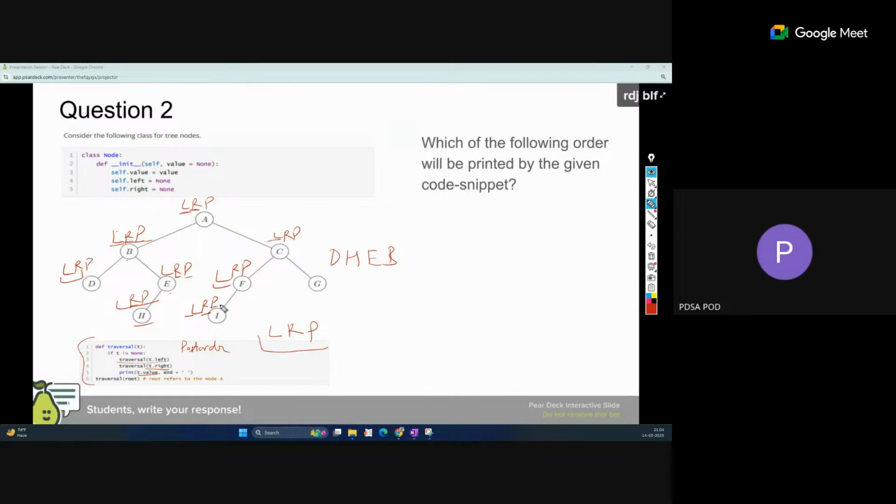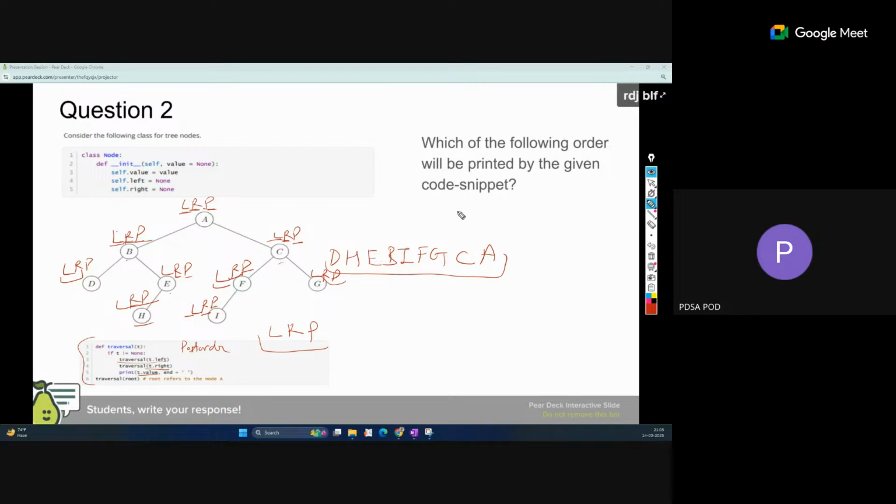No left, no right, print I. Okay, no right, print F. Right is there, LRP. No left, no right, G will print. And now we will move back. So with this, C will print. Move back, now A will print. So this is the post order traversal.